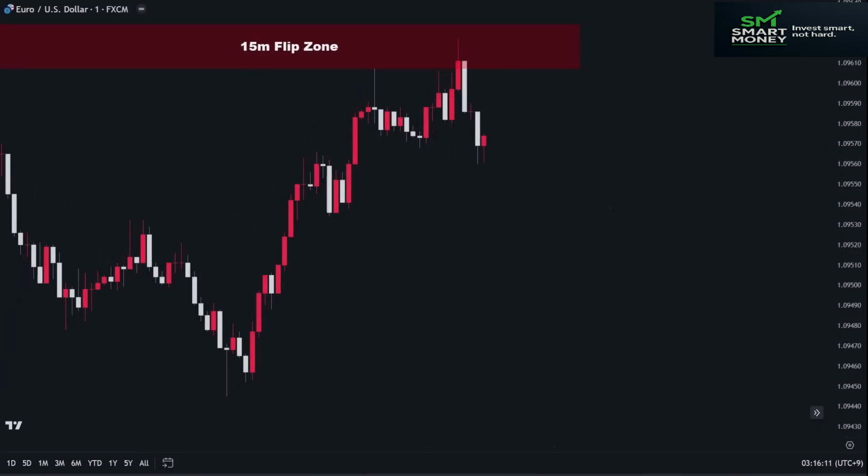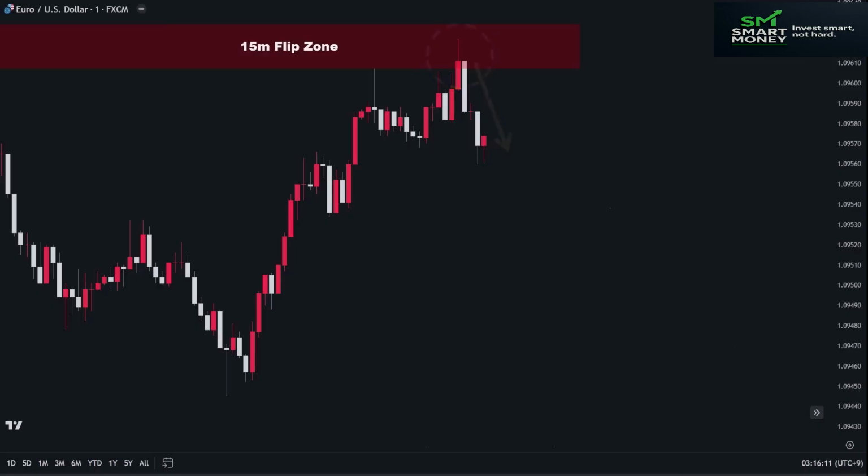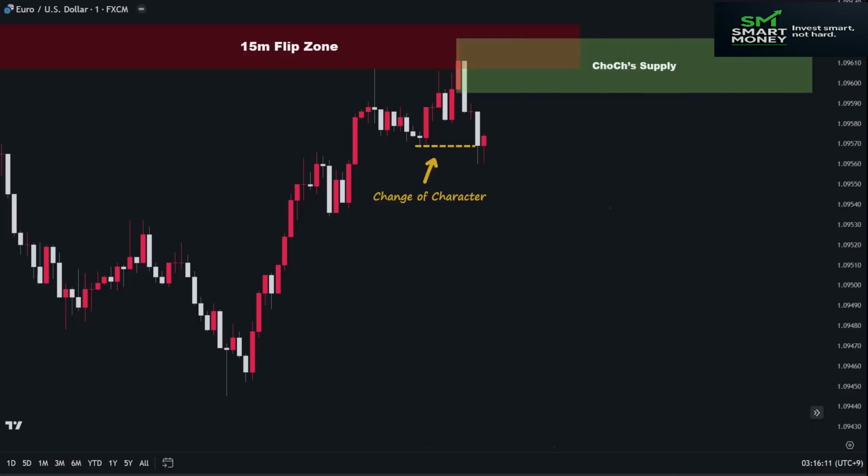As you can see, the price has tapped into the flip zone and reversed to the downside, creating a major change of character by breaking and closing below the previous structure. This confirms the reversal we were anticipating. I will now highlight the supply zone that has been generated by this change of character wave. We have now identified our area of interest.